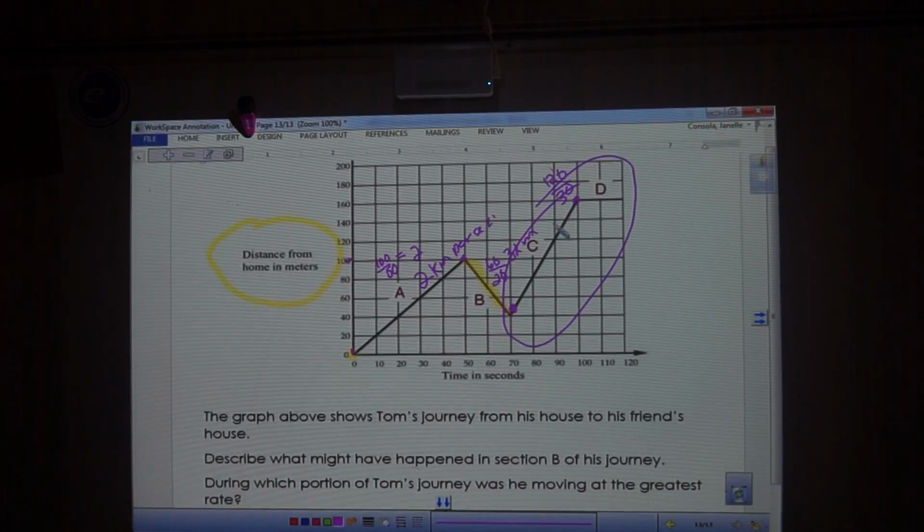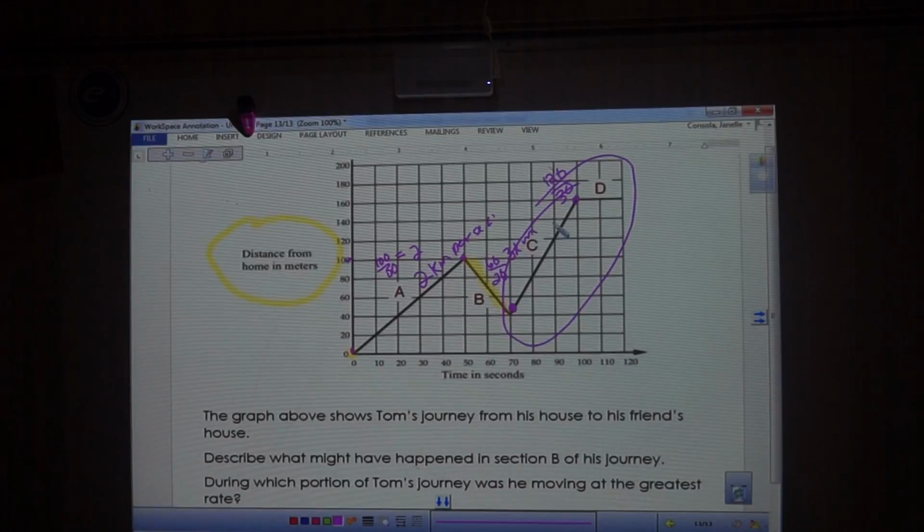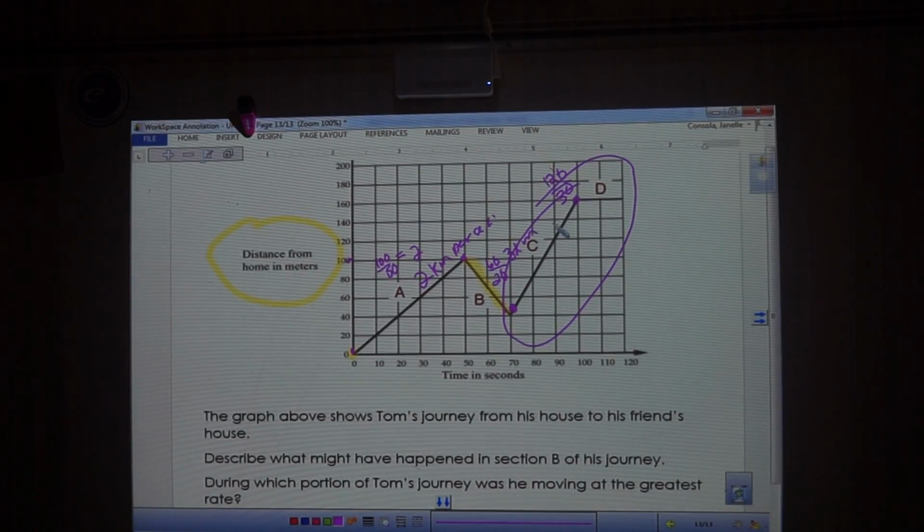You can also take a look at that. Sometimes it can be tough. You can say, which part of my line is the steepest? Which one has the greatest rate of change? And that would be portion C. Notice we didn't even really talk about D because is there any rate of change? No, definitely not moving the fastest there.